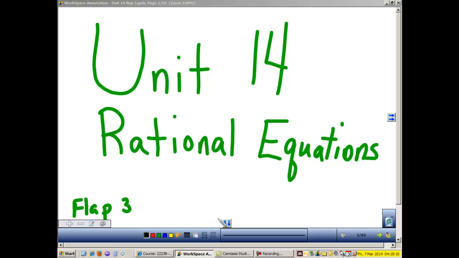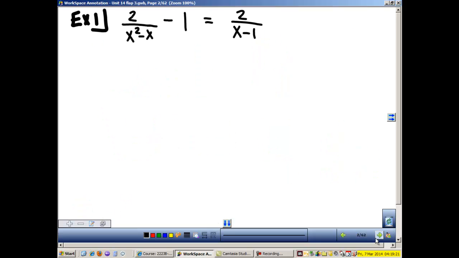We continue Unit 14, Rational Equations, with more solving. Example 1. Remember to factor each denominator. The first expression factors to be x times x minus 1. Then we get an LCD. The LCD is x times x minus 1.